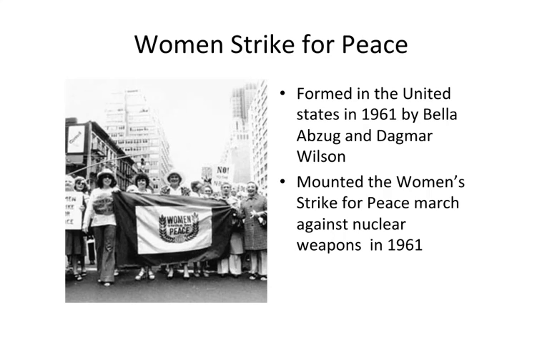Here's another organization that I think is very important. Women's Strike for Peace was formed in the United States in 1961 by Bella Abzug and Dagmar Wilson. And in November of 1961, about 50,000 women were brought together by the Women's Strike for Peace, and they marched in about 60 cities in the United States to demonstrate against nuclear weapons. It was in fact the largest national women's peace protest of the 20th century. And it had some influence. It helped push the United States into signing the Limited Test Ban Treaty in 1963.